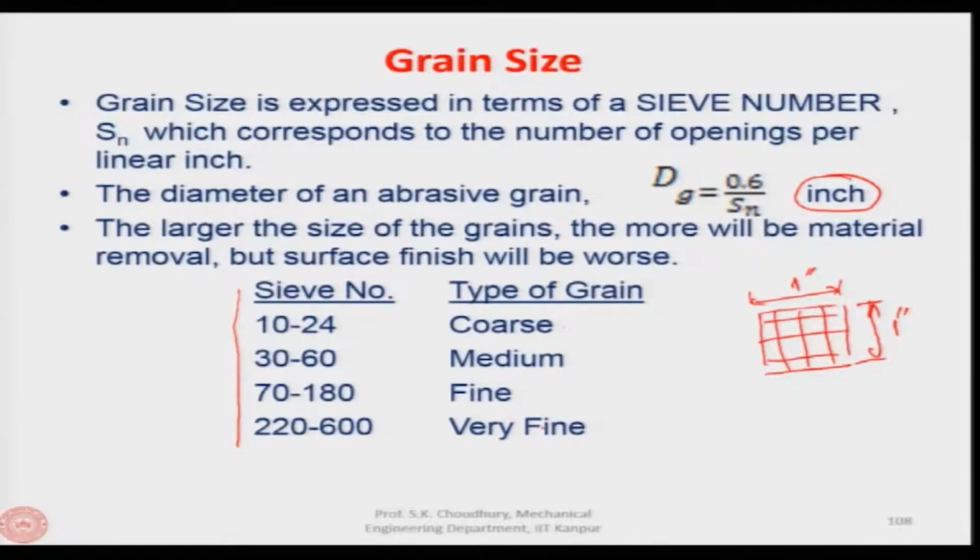is very fine grain. So, you understand that the more the sieve number, since it is inversely proportional, the less will be the diameter of the abrasive grain. For example, a 600 sieve number will be a very fine grain, because it is given by 0.6 by Sn, which is 0.6 by 600 in inch. You can convert that into micron, it will be a very small grain.